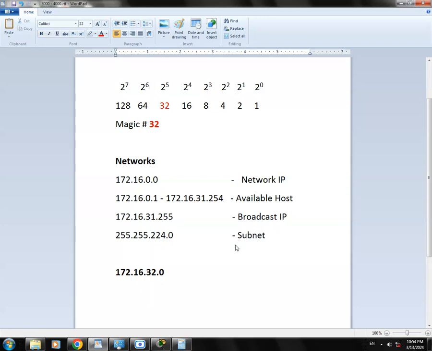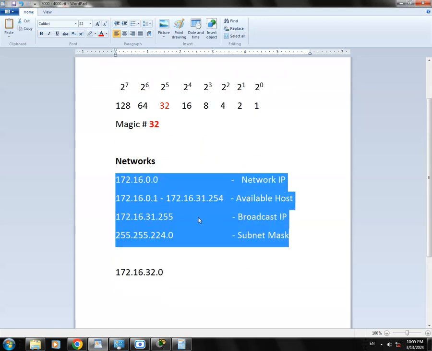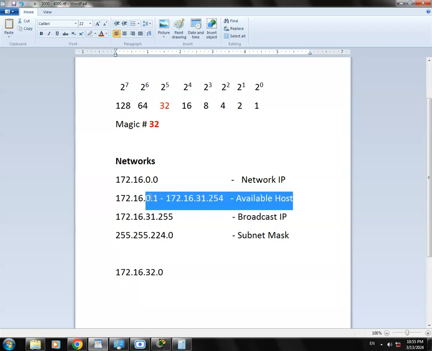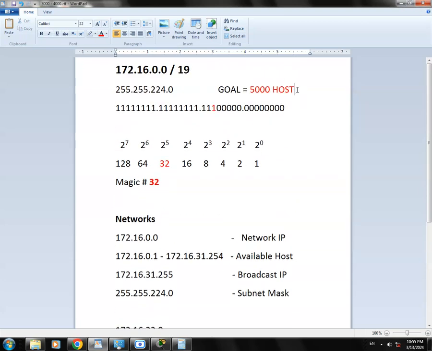Now this is for the 5,000 hosts. As you see, the available hosts that we can create in here are 8,190, excluding the network IP address and the broadcast IP address. And definitely that number is enough to cover the 5,000 hosts.